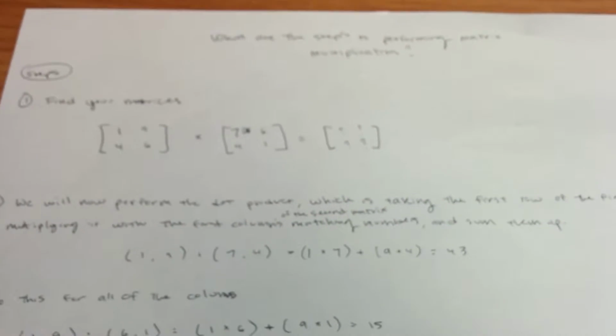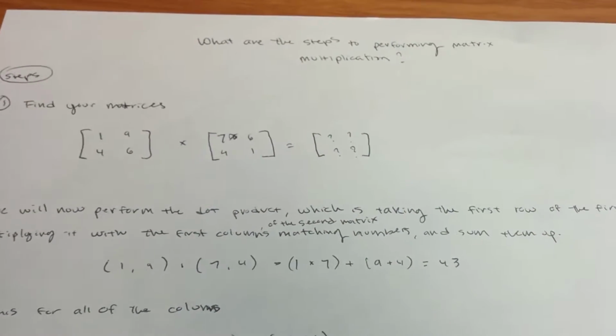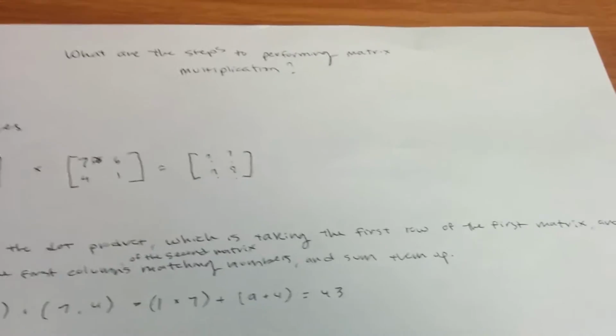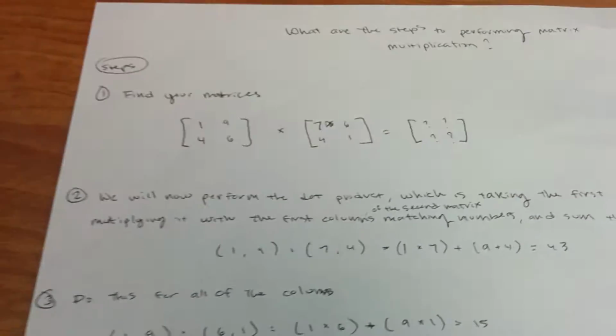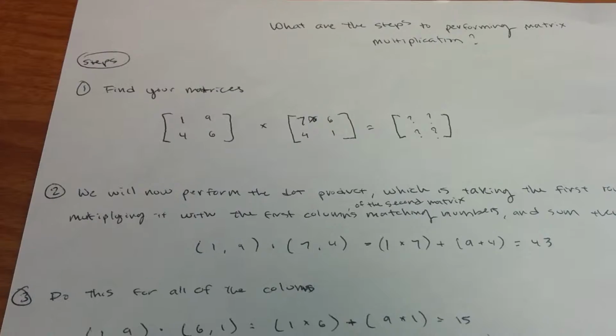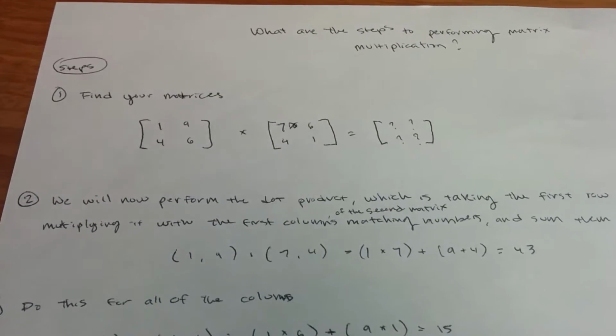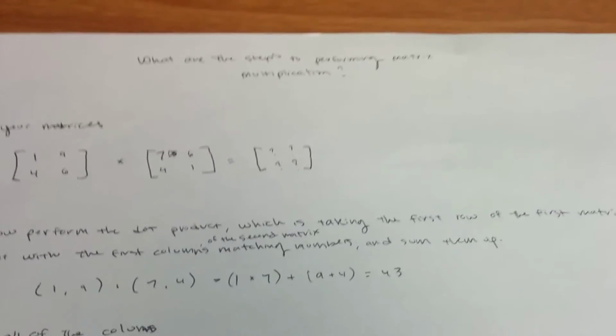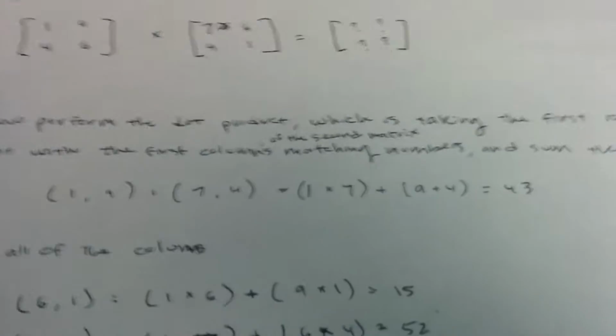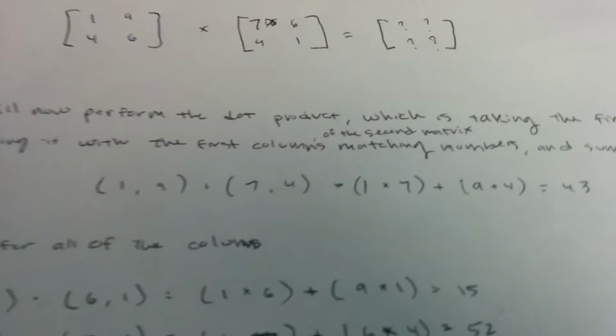Step 2 is performing the dot product, which is taking the first row of the first matrix and multiplying it with the first column of the second matrix, matching numbers, and then summing them up. I have the entire equation labeled out right here in an easiest form.